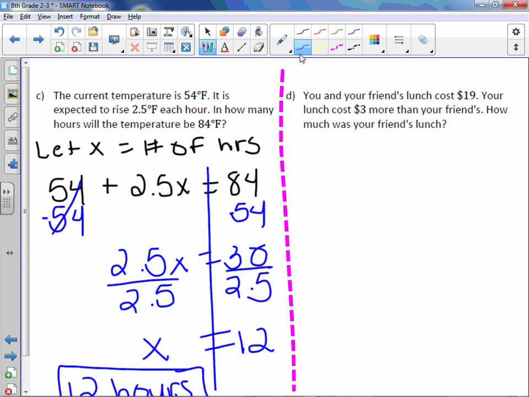You and your friend's lunch cost $19. Your lunch costs $3 more than your friend's. How much was your friend's lunch? This one's a little tricky. You want to know your friend's lunch. So let X equal cost of friend's lunch.